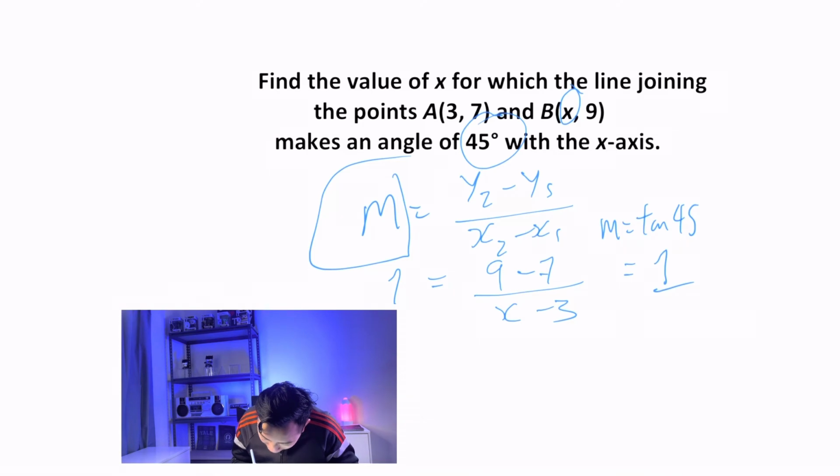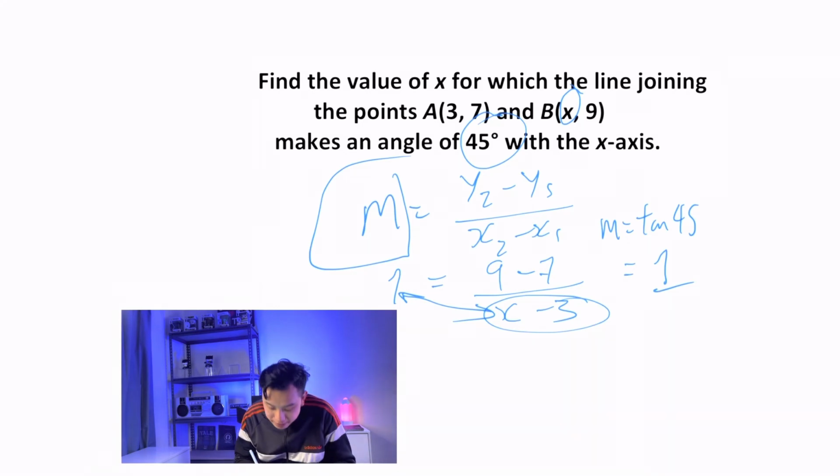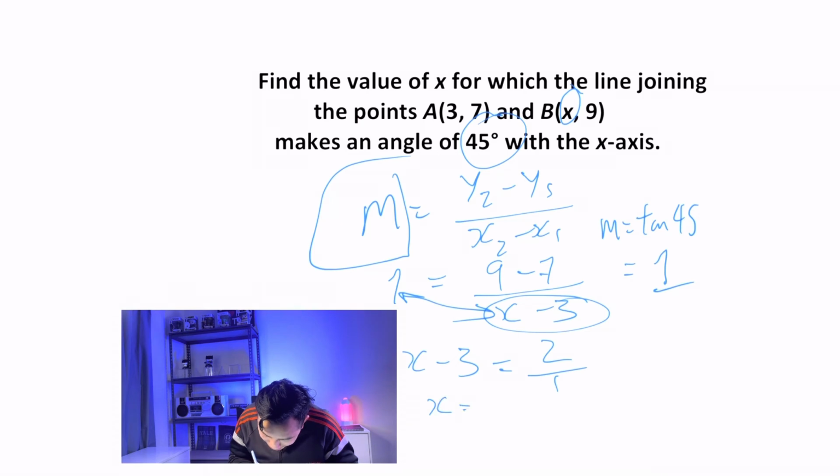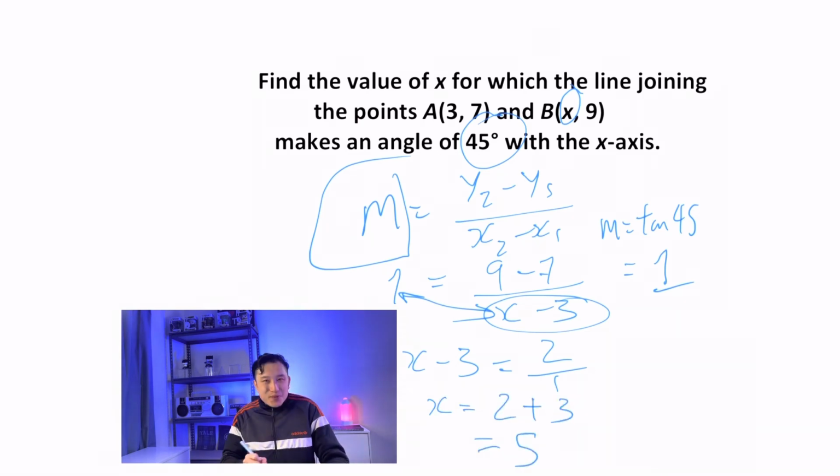And how do we find that? Well, you swap over the 1 with the denominator. So it's going to be 9 minus 7, which is 2. And you bring the 1 over. And then it's going to be x equals 2 plus 3. And it is 5. And there you go.